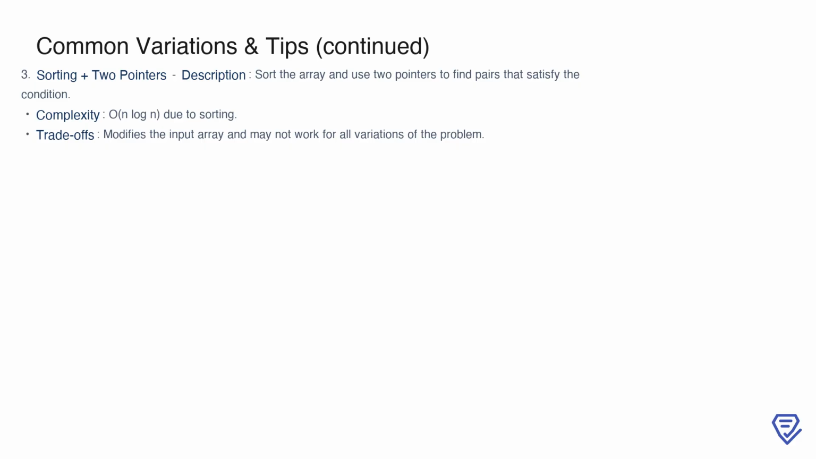Another approach to consider is sorting the array and using the two-pointer technique. This method involves sorting the input array first, which has a time complexity of O(n log n), and then using two pointers to identify pairs that meet the divisibility condition. While this approach is more efficient than brute force, it comes with certain trade-offs. For example, sorting modifies the input array, which might not be allowed in all variations of the problem. Additionally, it may not work for scenarios where the order of elements or the original structure of the input needs to be preserved. Choosing the right approach depends on the specific constraints and requirements of the problem, so always evaluate the trade-offs carefully before deciding on your solution strategy.